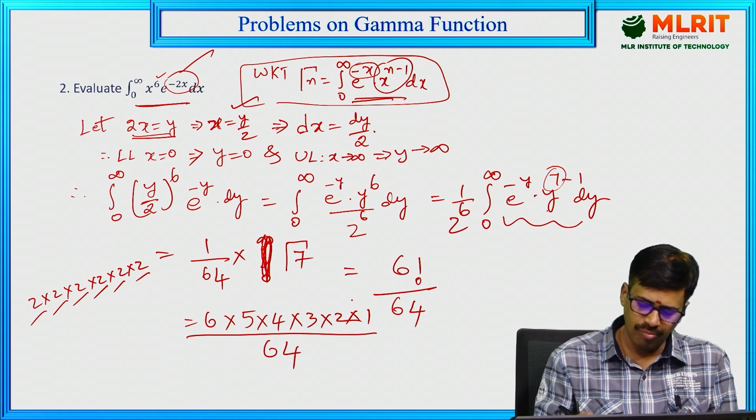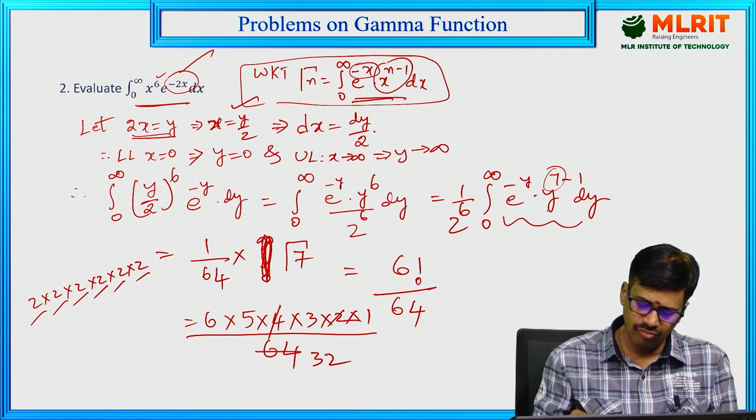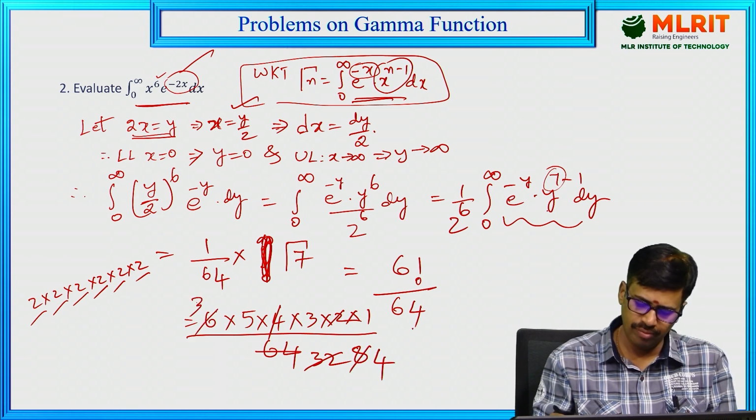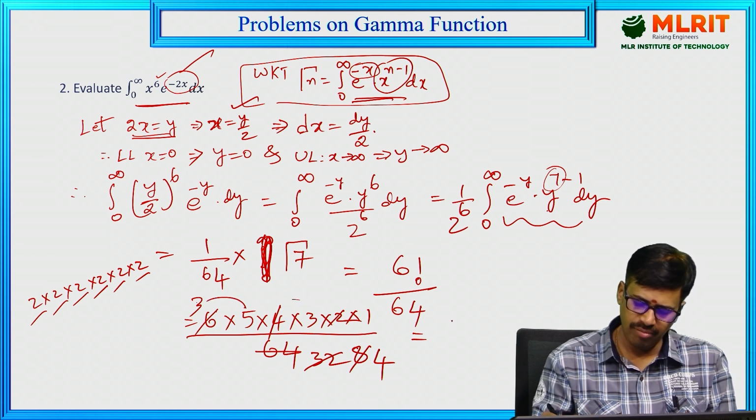So if you simplify this, we get 4 8s, so 2 3s, 2 4s, 15, this is 5 3s 15, 15 3s 45, by 4, right?